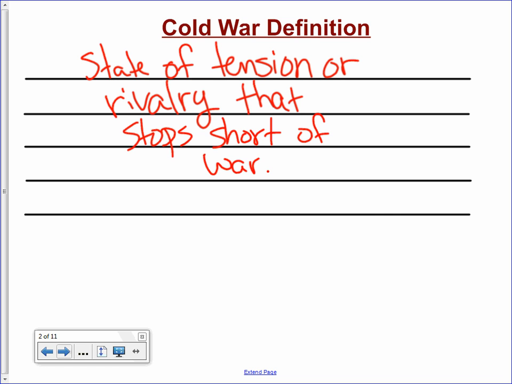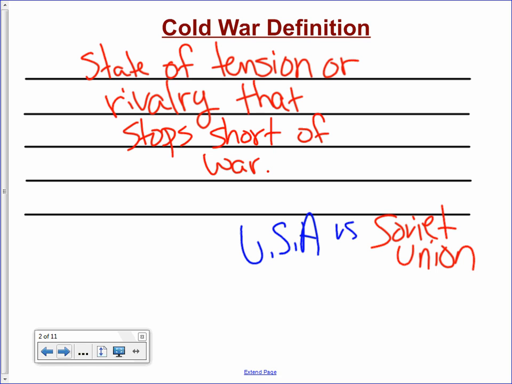So in this case, we're talking about the Soviet Union, and then let's get our blue versus the USA. And we know that if these two countries ever decided to fight one another, this is my mushroom cloud, nuclear war, the world would in fact be destroyed.